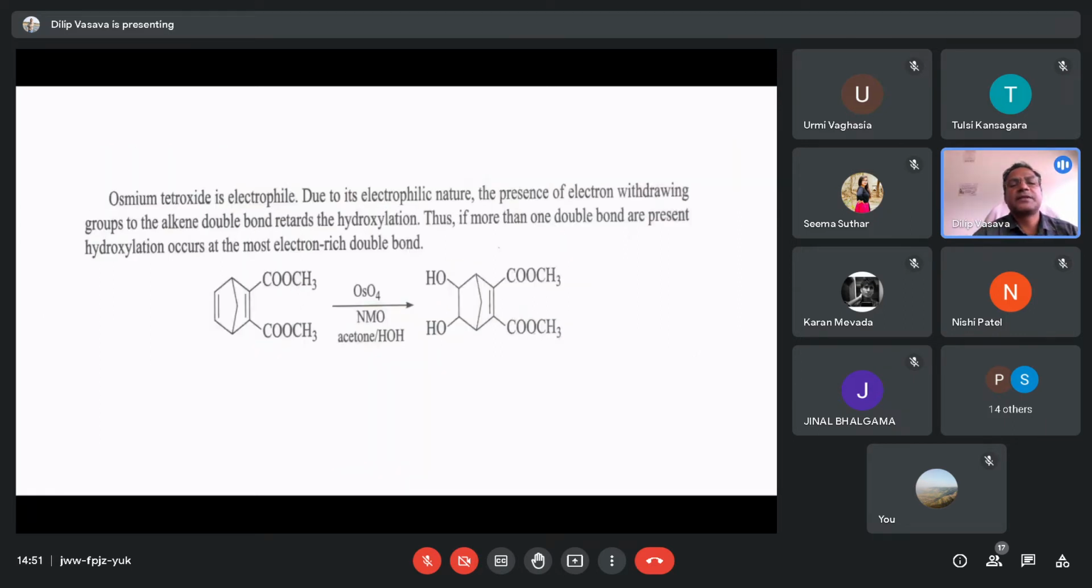This is the bridge compound. In the bridge compound also, the oxidation of the double bond is taking place in presence of osmium tetroxide and NMO catalyst. Now here there is more steric hindrance, so that is why the less hindered double bond is going to be oxidized.